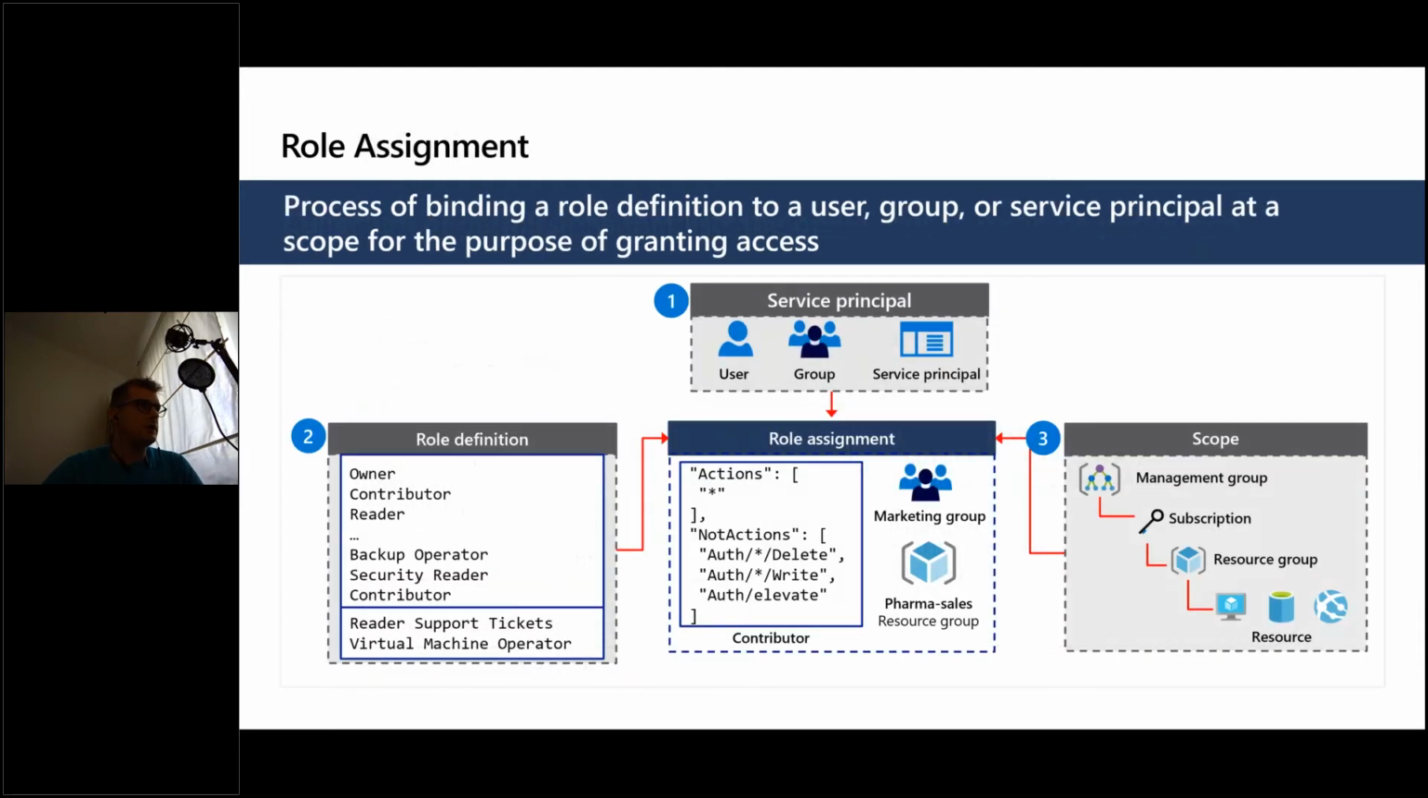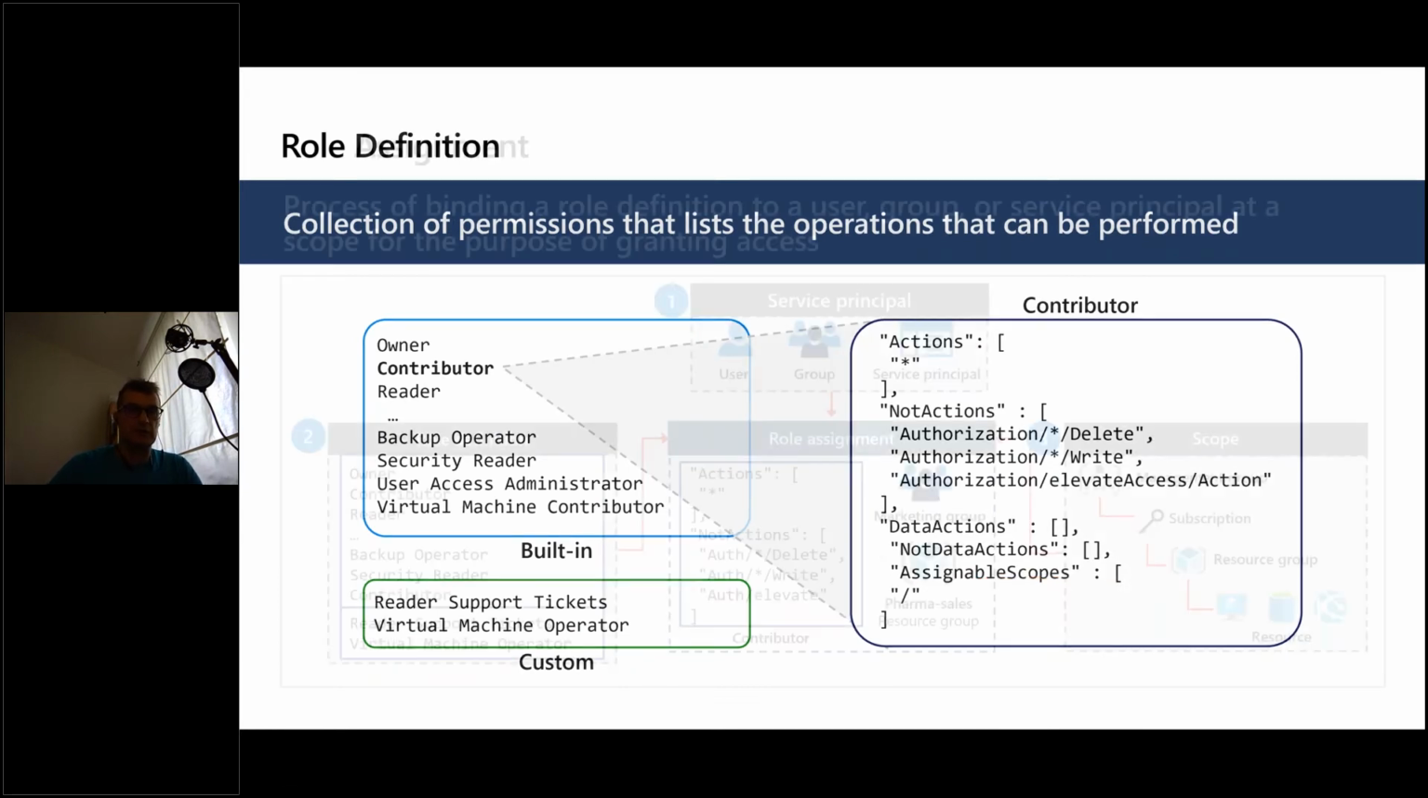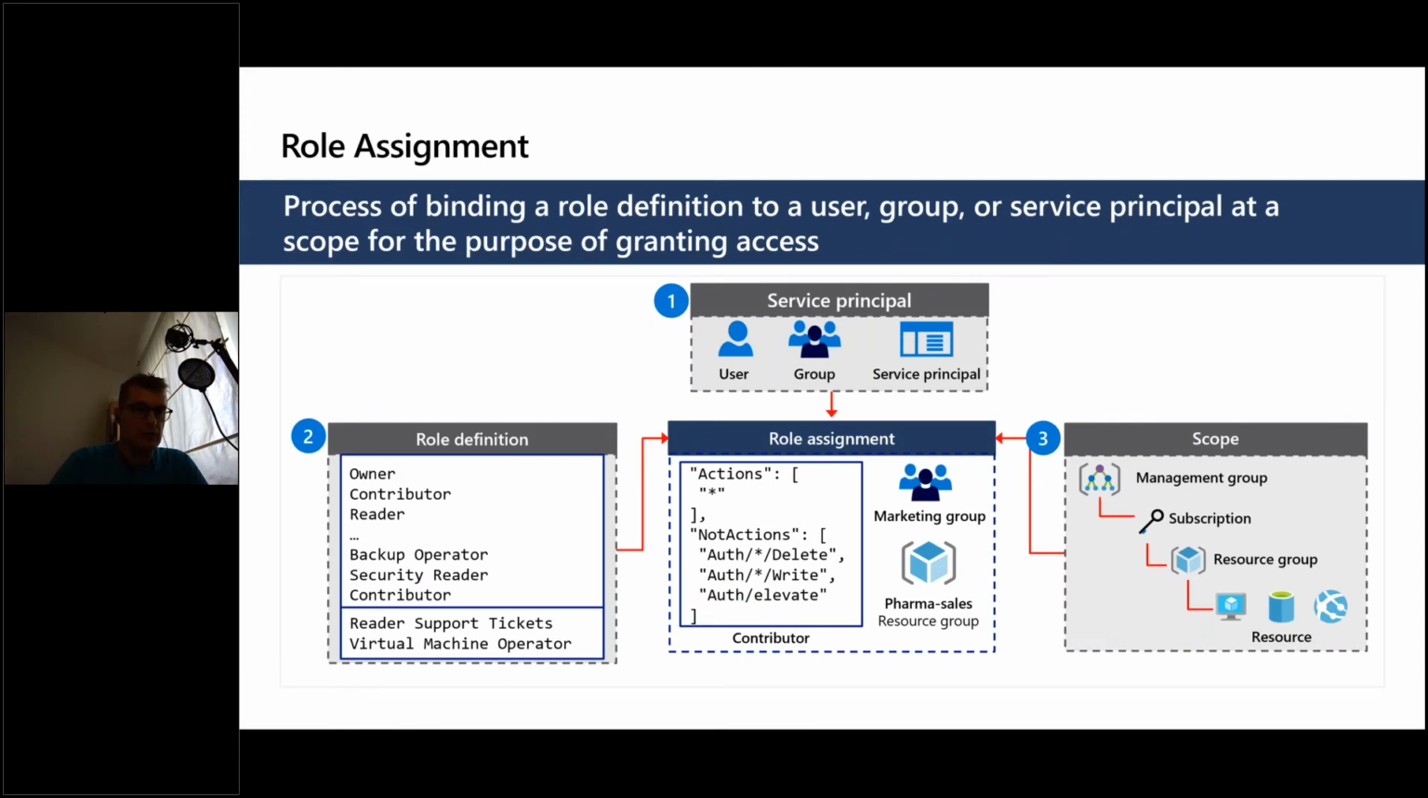So in this example, the process of binding a role definition to a user, a group, or a service principal at a scope for the purpose of granting access is a role assignment. First of all, we have a service principal. This can be a user, group, or managed identity. Then we have the role definition that we've defined in the previous step. Let's say we have a set of definitions in here that define owner, contributor, reader, and so on in the second step.